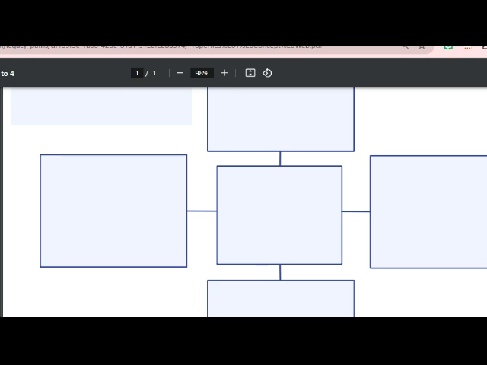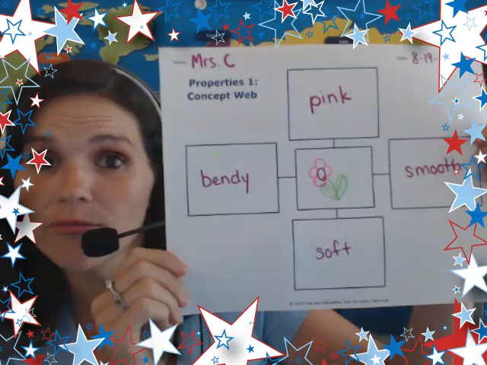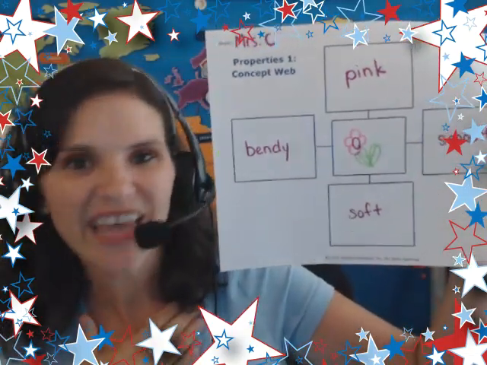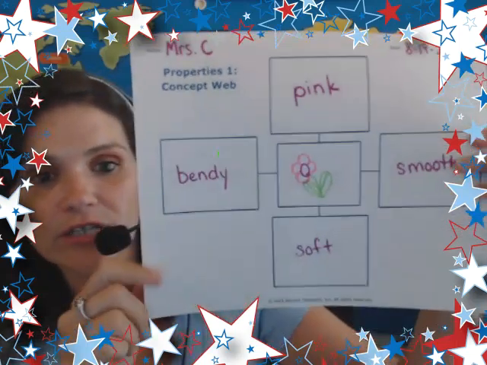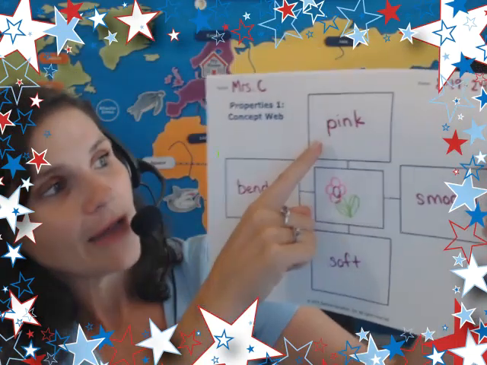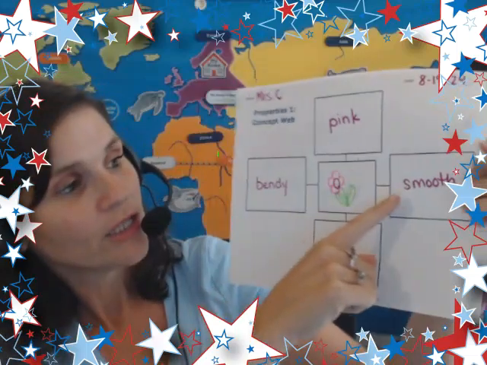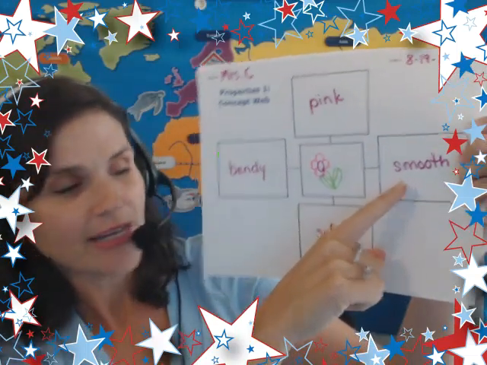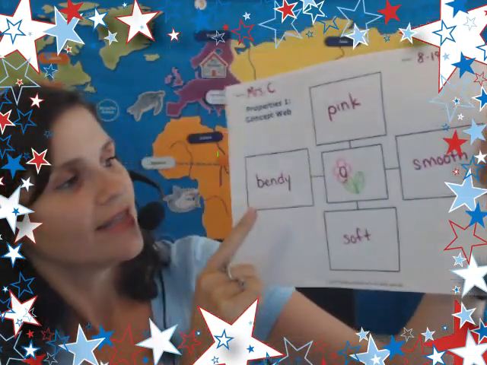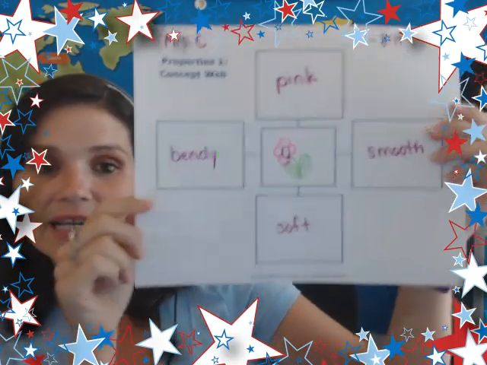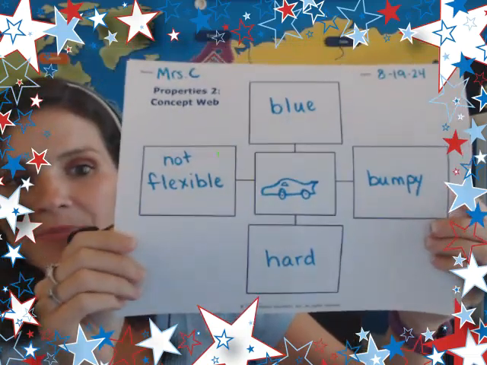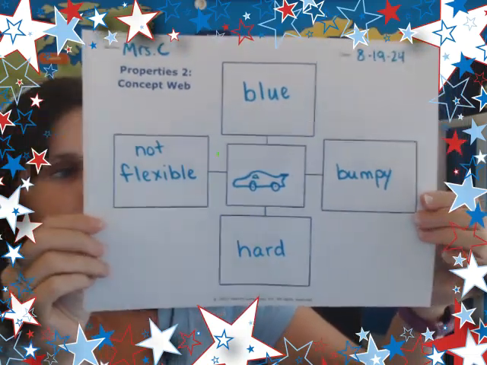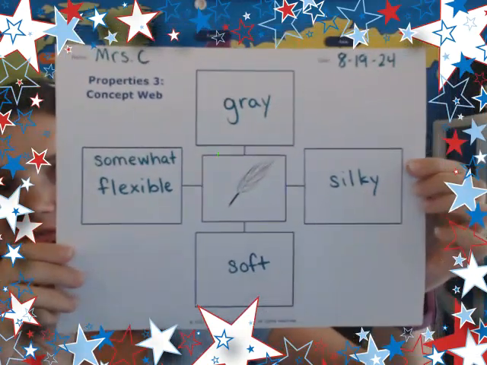So before we move on, let me show you my examples. Now you only have to do 3 of these. So if you observe more than 3 objects, I observe 5, that's okay. You only need to turn 3 concept webs into your teacher. So here's the first one I chose. I chose my flower. I wrote pink, that was the color, right? Smooth, that was the texture, right? Soft, that was the hardness. And bendy, that was the flexibility. So I repeated this process for 3 of the objects I investigated. Here's my toy car. And here is my feather.